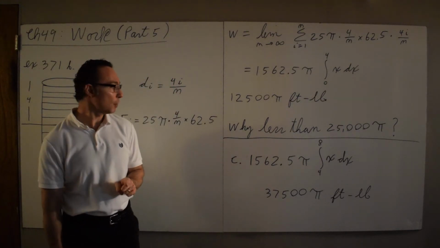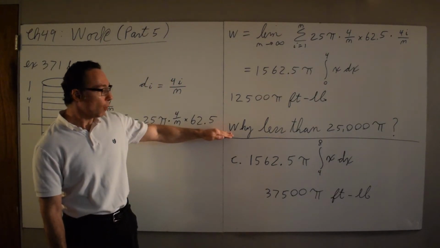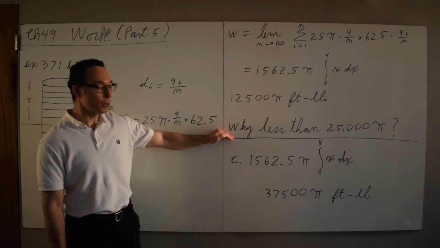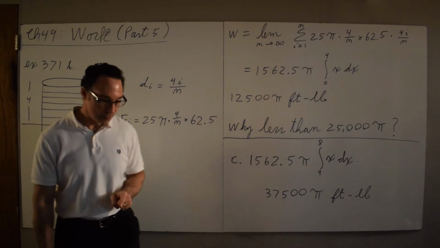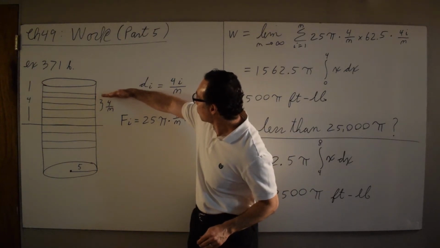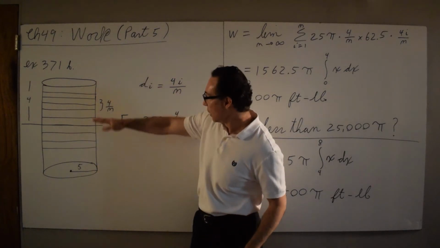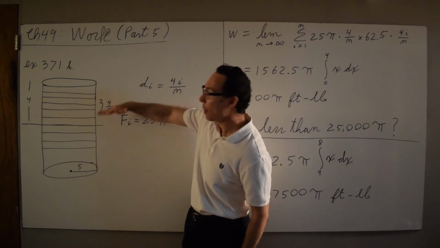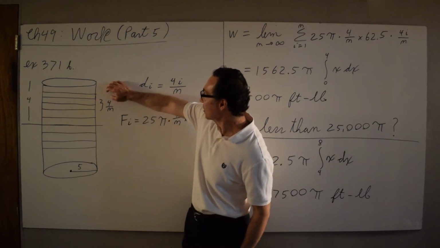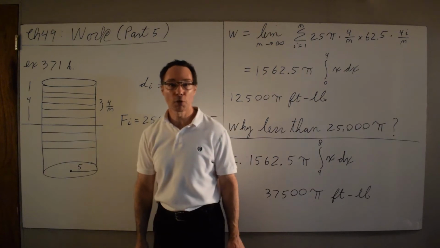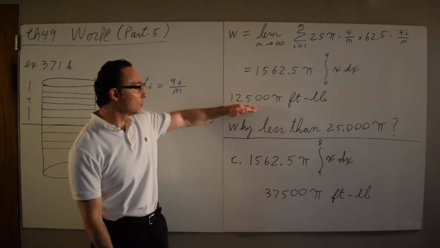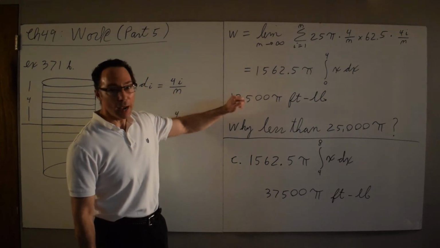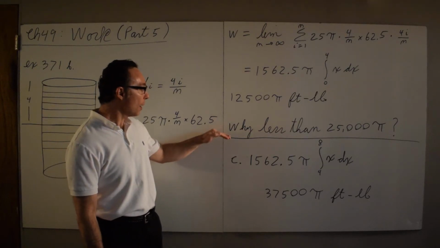Maybe not the answer you were expecting. The question is, why isn't it just half? Before we had 50,000 pi foot-pounds. Now we have an answer less than half of that. Here's the reason. It requires less work to pump the top half of the water out than it does the bottom half of the water, because the top half doesn't have to come out as far. And so our distance is less for the top half of the tank as it is for the bottom half of the tank. That's why our answer is less than 1/2. We might have just guessed initially that the answer would be 1/2, but it's not.